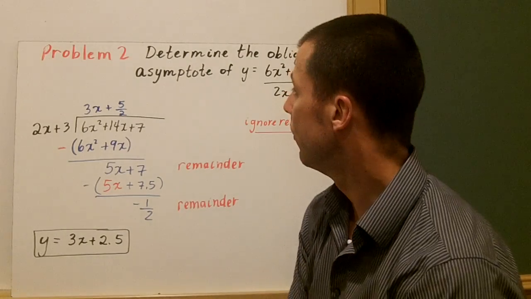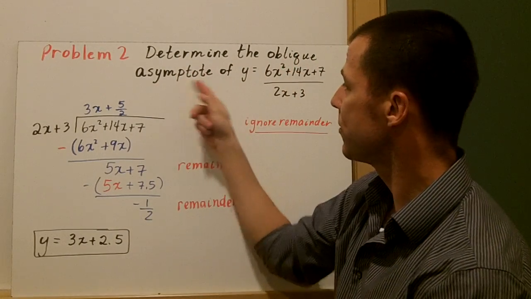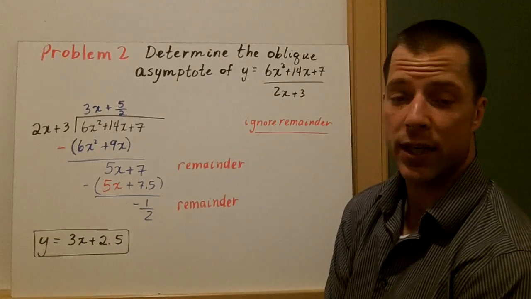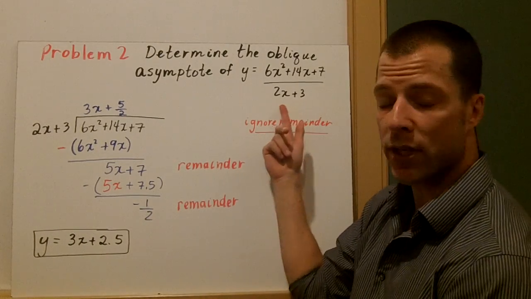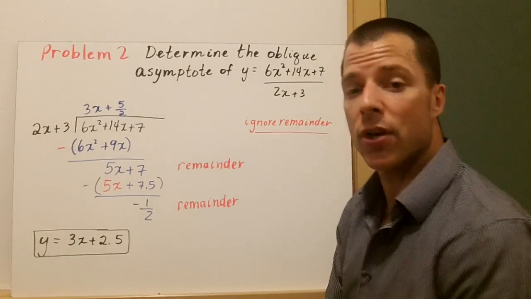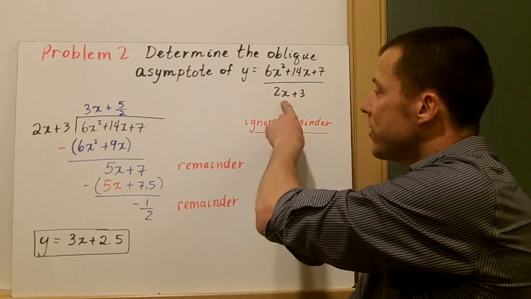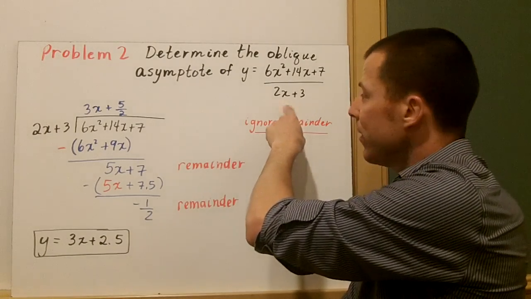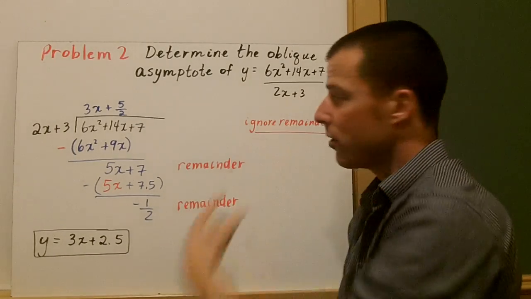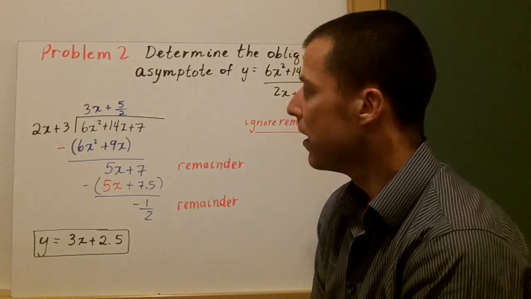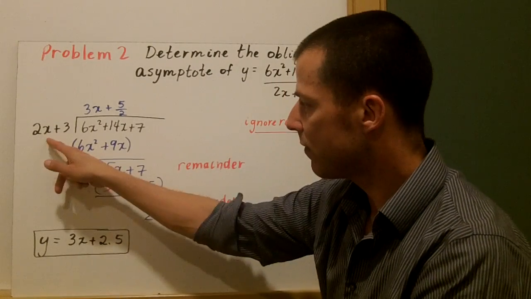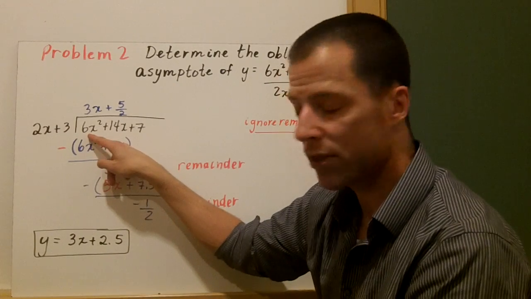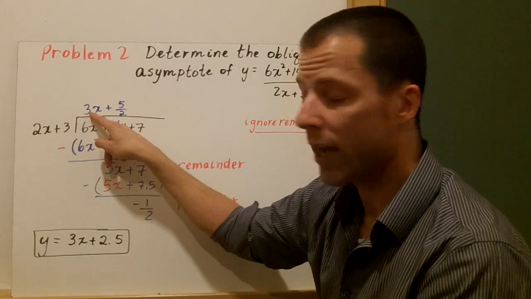Now, in example 2, we're actually going to determine the oblique asymptote of y equals 6x squared plus 14x plus 7 over 2x plus 3. Okay, so what we're going to do here, this is still linear, and we could find the 0, but it'll be a little more tricky because you'd have a fraction, so I'm actually just going to use long division here. So I put my divisor out front, and I think, what does 2x go into 6x squared? And it does, 3x times.